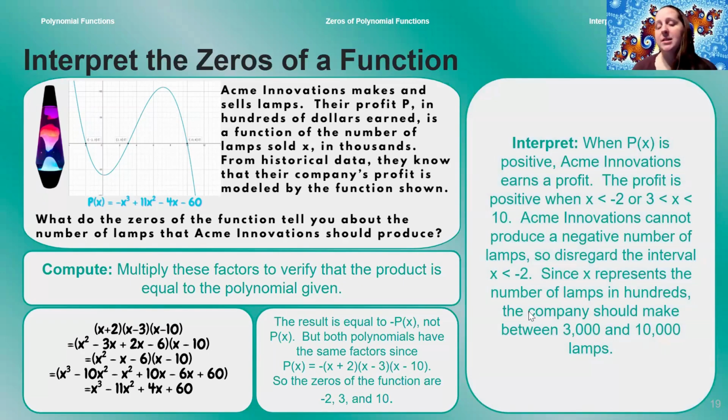So this means when p of x is positive, Acme Innovations earns a profit. The profit is positive when x is less than -2 or between 3 and 10. Acme Innovations cannot produce a negative number of lamps, so I can disregard anything that's less than -2. Since x represents the number of lamps in thousands, the company should make between 3,000 and 10,000 lamps. And we got that by multiplying 3 times 1,000, and 10 times 1,000 gives me 10,000.